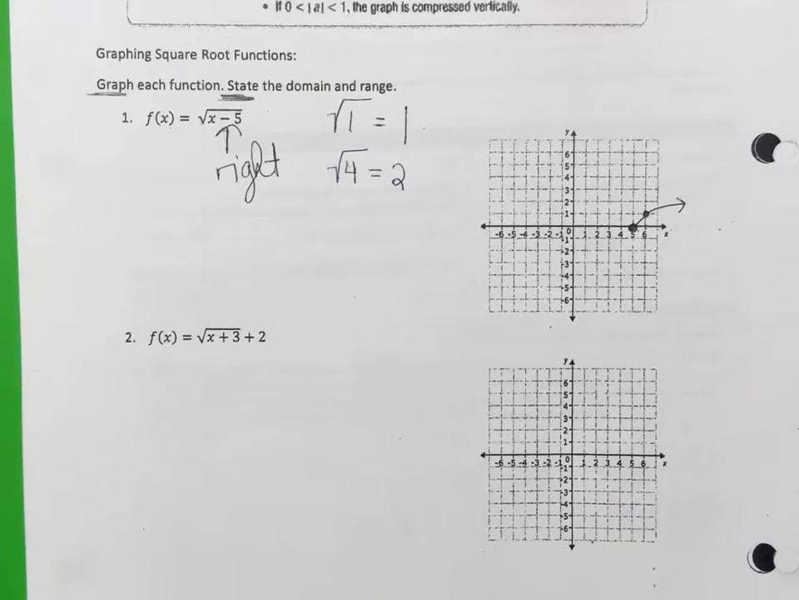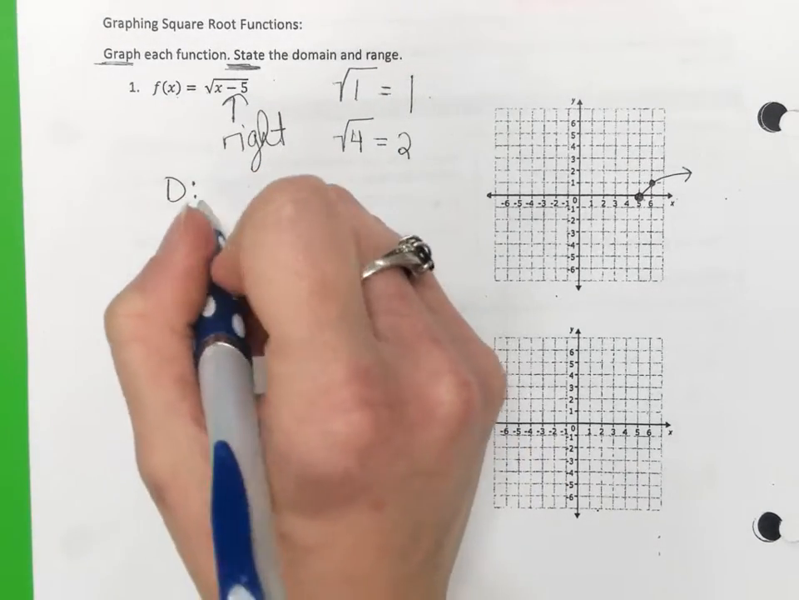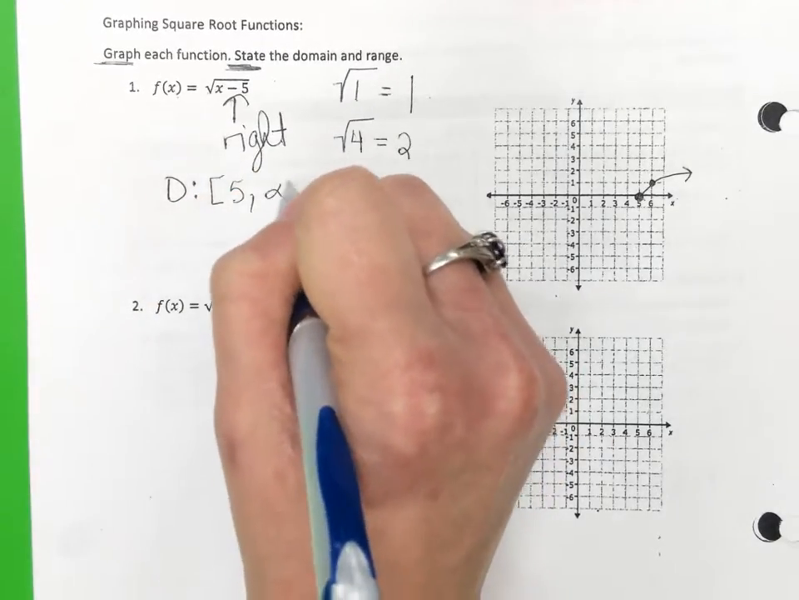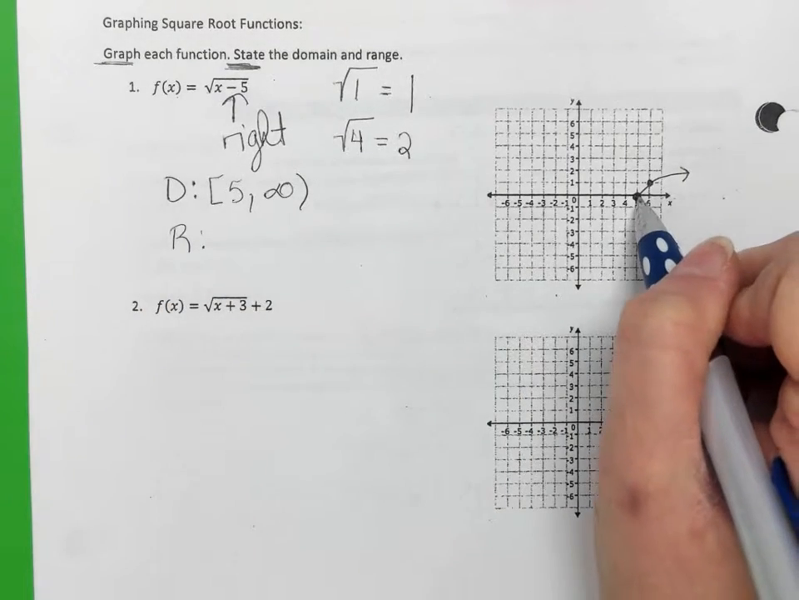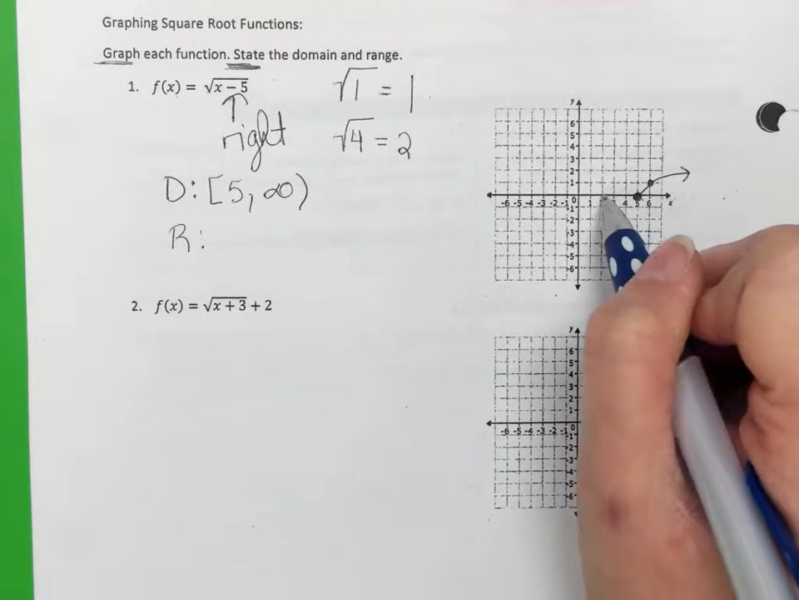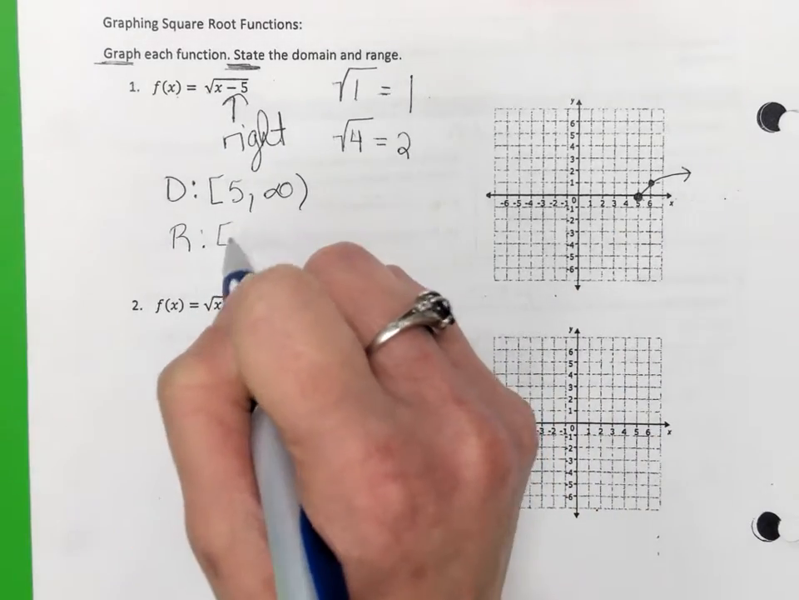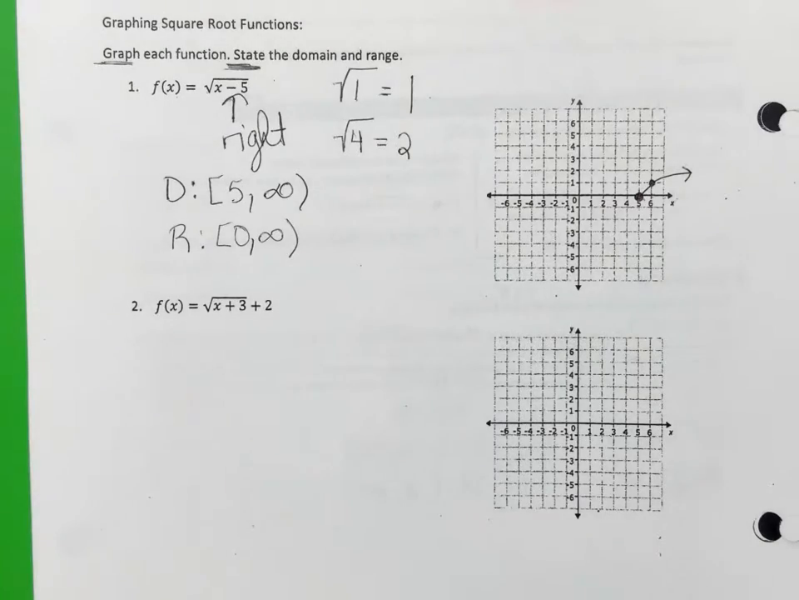Okay, state the domain and range. So what's the domain? Domain is 5 to infinity. Perfect. And what's the range? Now look, you got to follow it over from this dot. Follow it over. What's that y value? 0 to positive infinity. There you go. All right, let's do number 2.